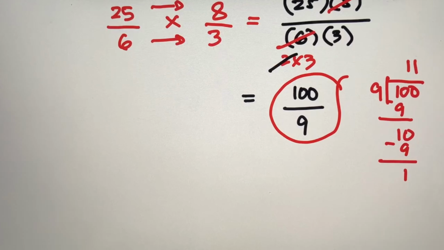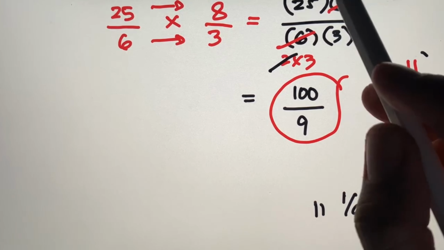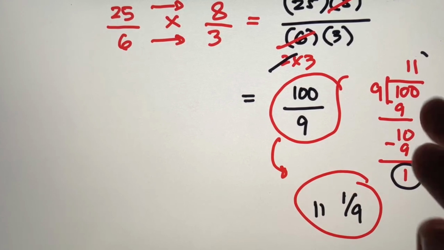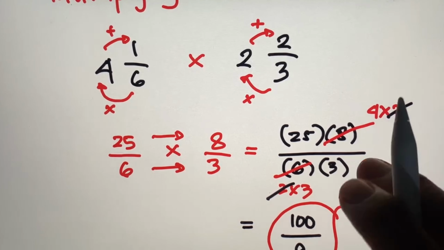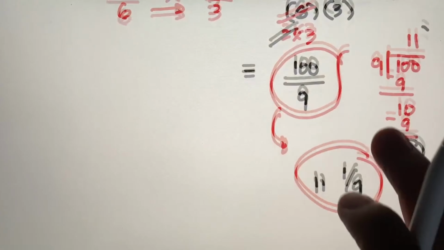So our quotient, which is 11, would be the whole number of our mixed number. The remainder would be our numerator, and the divisor would be the denominator. So it's either this one or this one would be the answer. This is the first step, or the standard way of multiplying mixed numbers. Let's indicate this as step number 1.